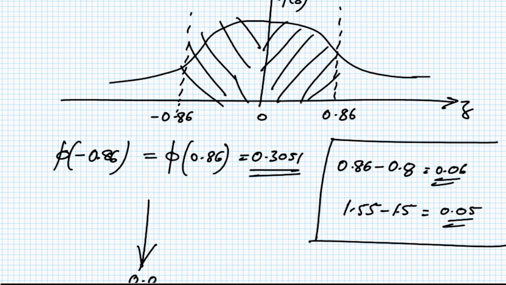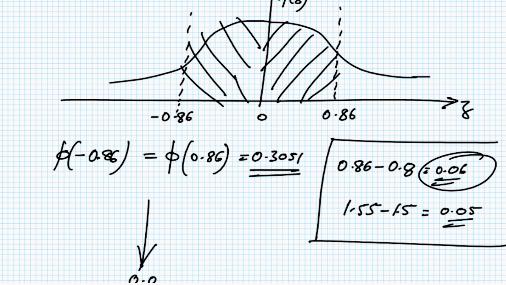He asked how do you get 0.06, right? 0.86 is my value. 0.8 I find here. How much is remaining? 0.06 remaining. How do you find that? You do this calculation. That's all. Okay, scroll down, sir, for a second.